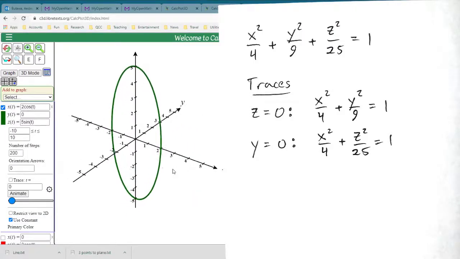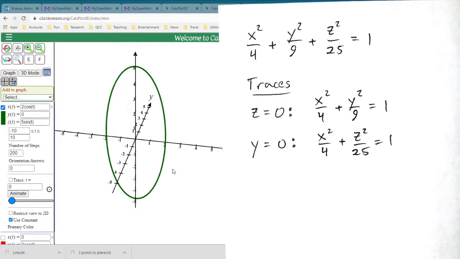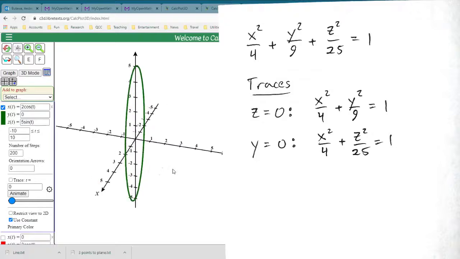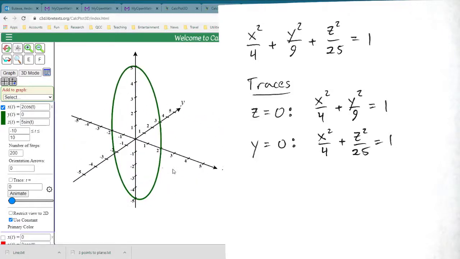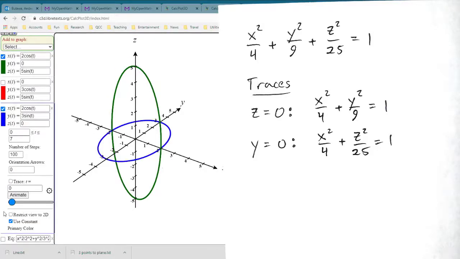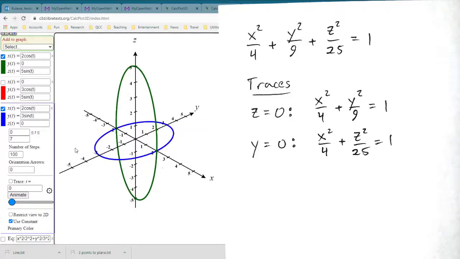Okay, so that's how the surface intersects the xz plane. It intersects it along this curve. So whatever the surface is, it intersects the xy plane along that curve, and intersects the xz plane along the green curve.